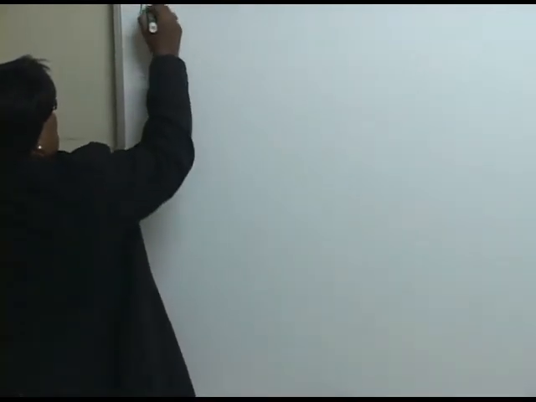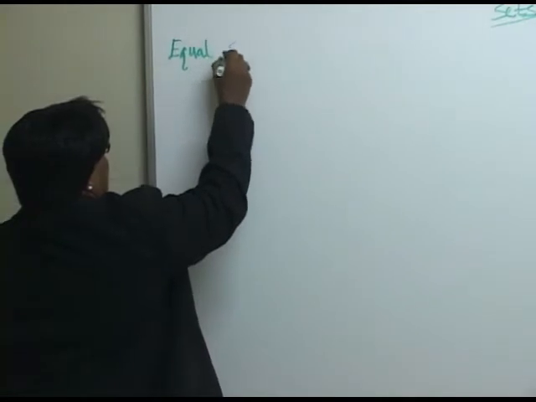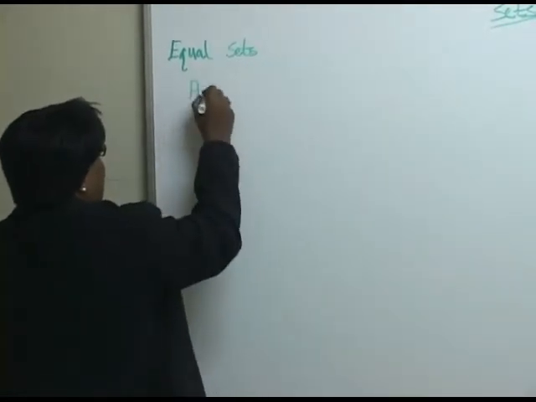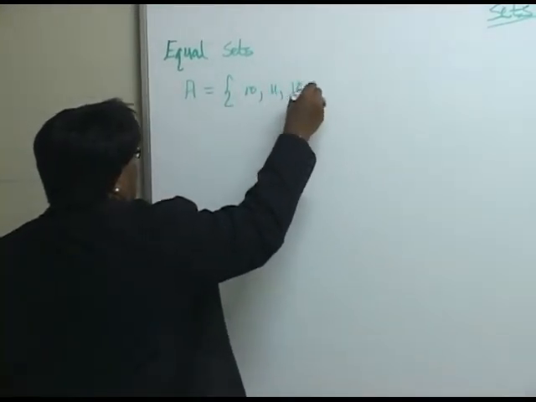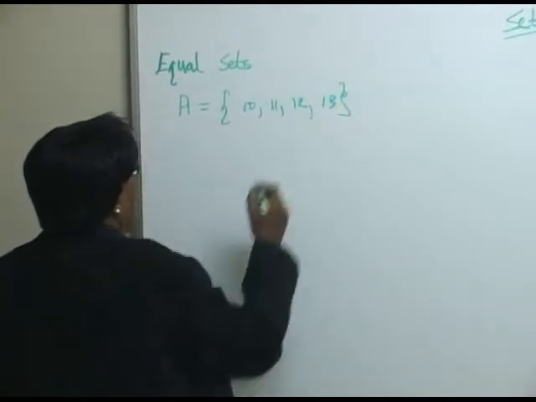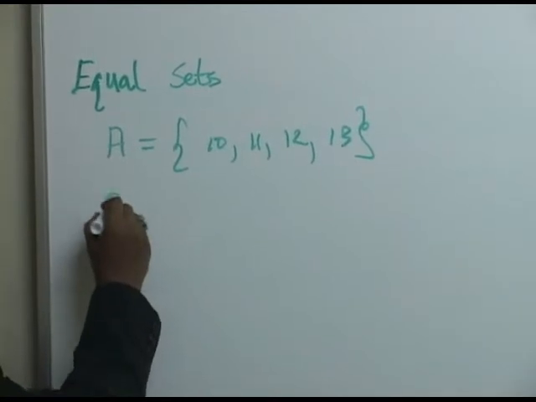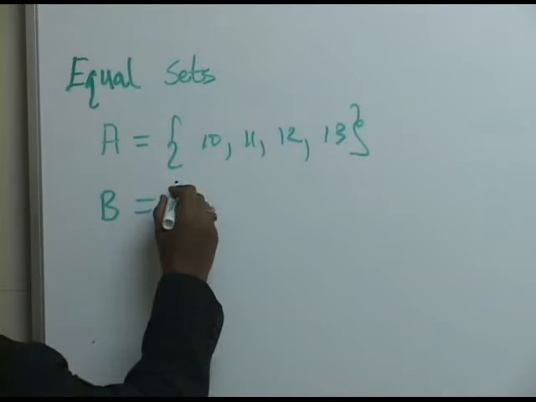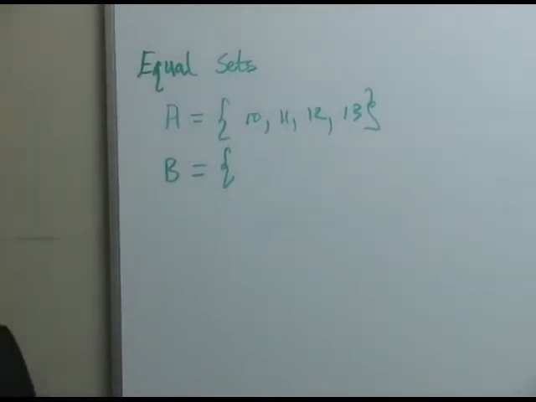And this is the same as what we use the word equal to signify in the real world, where we have equal sets. Okay? And we say if we're given the set A, which is equal to 10, 11, 12, and 13, if we give you another set B, and we want that set to be equal to A, then the elements have got to be exactly the same.